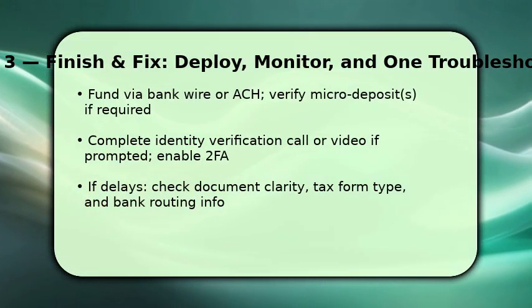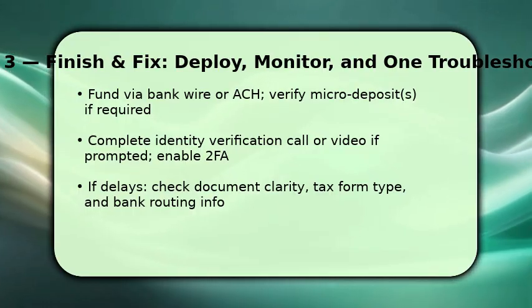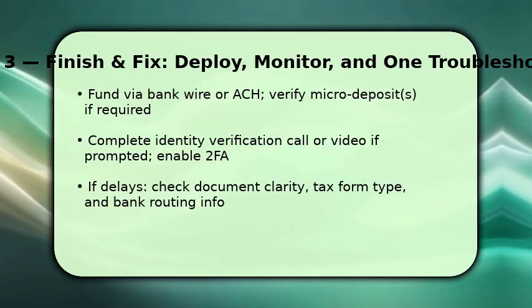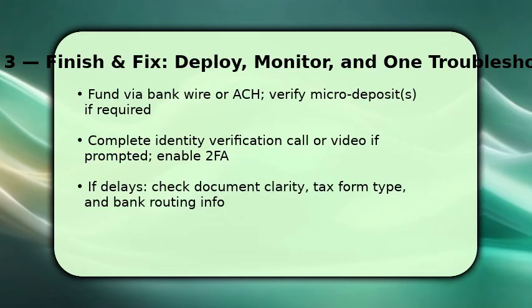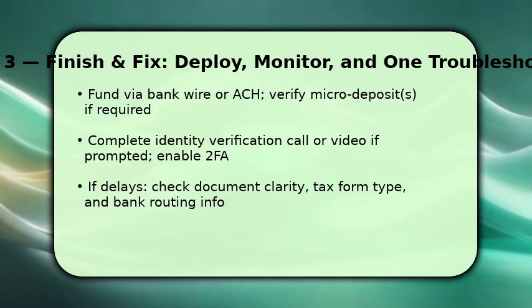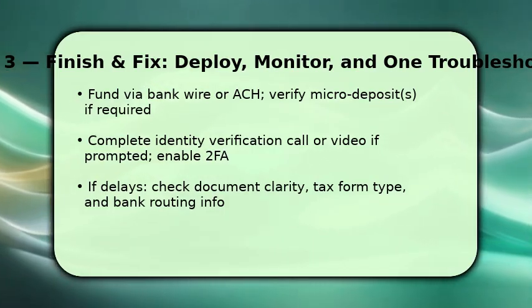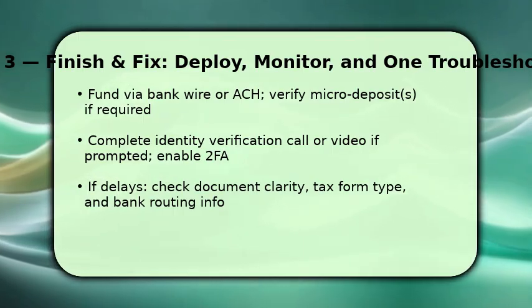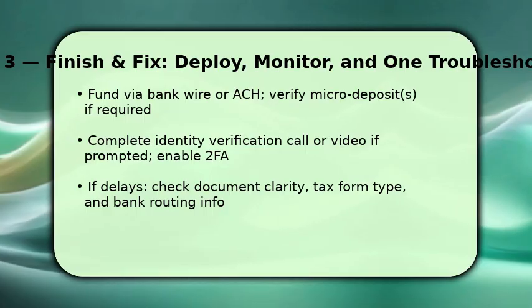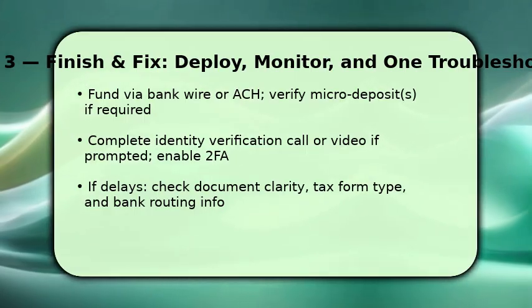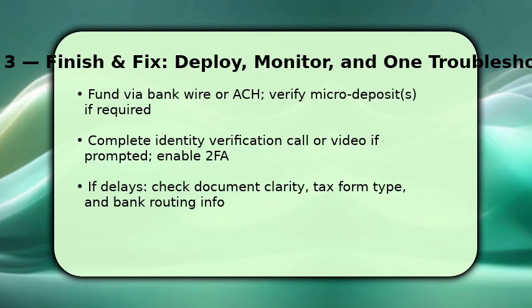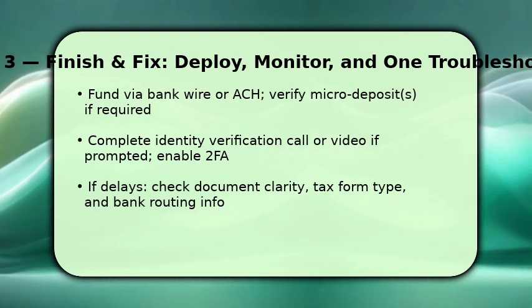Do this promptly. Fund with bank wire or ACH and confirm microdeposits if used, then complete any identity video or phone verification they request. Once funded and verified, set trading permissions and test a small trade to confirm access. If your application stalls, check document clarity, ensure the correct tax form, W-9 versus W-8BEN, and verify bank routing and account numbers. Often those fixes resolve most delays.